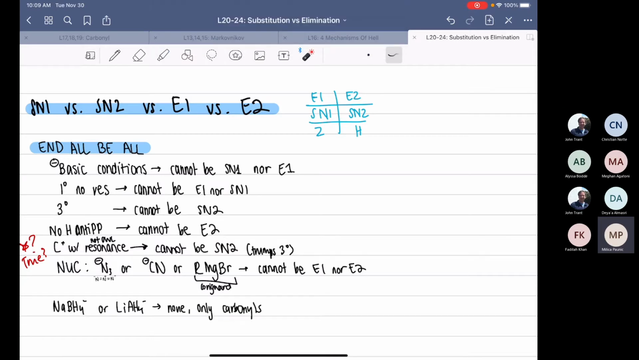If it's primary, secondary, tertiary, but it can form resonance, and it's not the two structures that you mentioned. Yep. So if it can form resonance, does this mean that it cannot do SN2? As long as it's under neutral or acidic conditions. If it's under basic conditions, you're not going to make carbocations under basic conditions. So if it's basic, then it's E2.